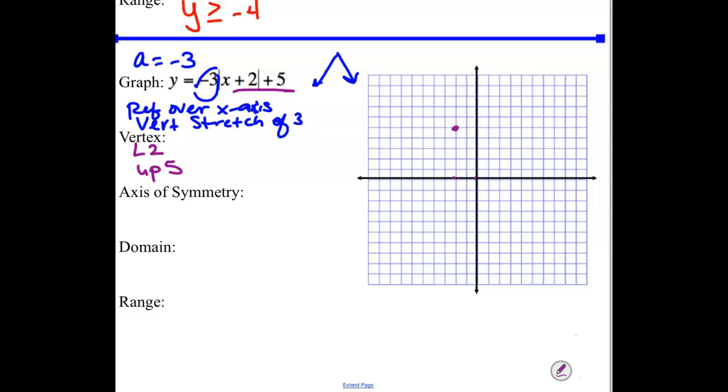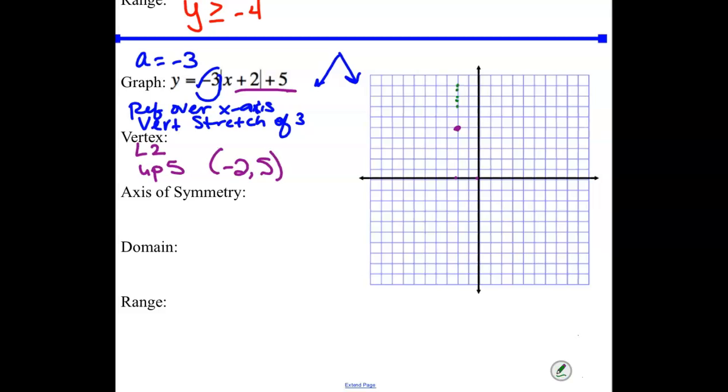So my vertex would have the coordinates negative 2, positive 5. Remember, your axis of symmetry always goes through that vertex. So we're going to have an equation x equals negative 2. It's always going to match that. We said our domain is always going to be all reals. And our range should be less than something because we have an upside down V now.